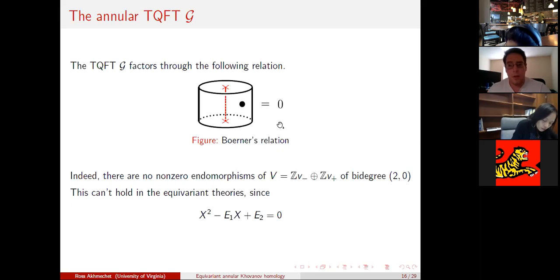And this kind of relation can't hold in equivariant theories just by this relation. If this dot was 0, then 2 of these dots were 0. Then both of these terms would get killed, and you'd be left with E2 equals 0, and that's just no good. Or E2 is acting by 0, I mean.